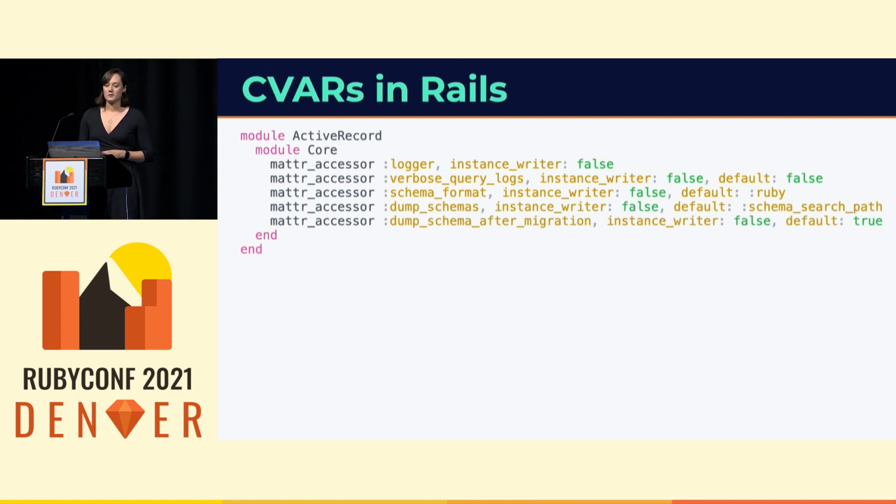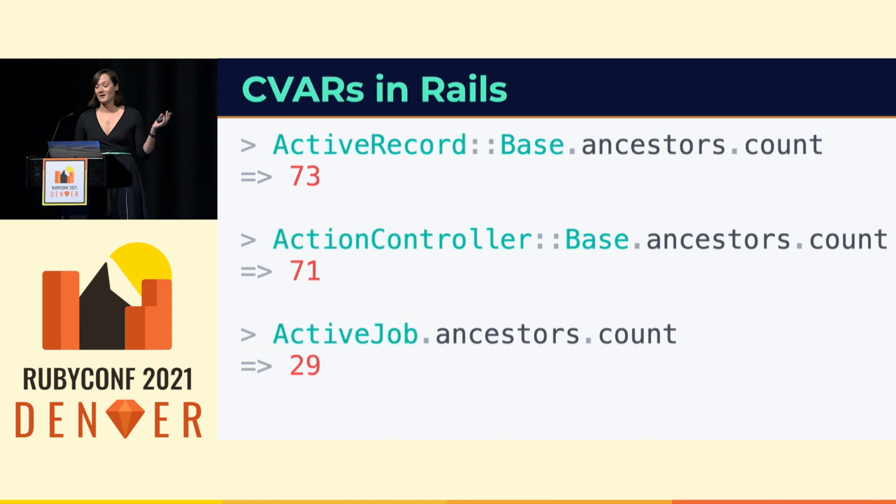So it wouldn't be a big deal that Rails uses class variables if the inheritance chains are super short, right? So when you look at the ancestors of a few key classes, we can see that Rails inheritance chains are often quite deep. In a vanilla Rails application, and I did not look at this in GitHub, so it's probably worse, Active Record has 73 ancestors. Action Controller has 71, and Active Job has 29. And all three of these use class variables. And I didn't check the other libraries, so it might be even worse than that.